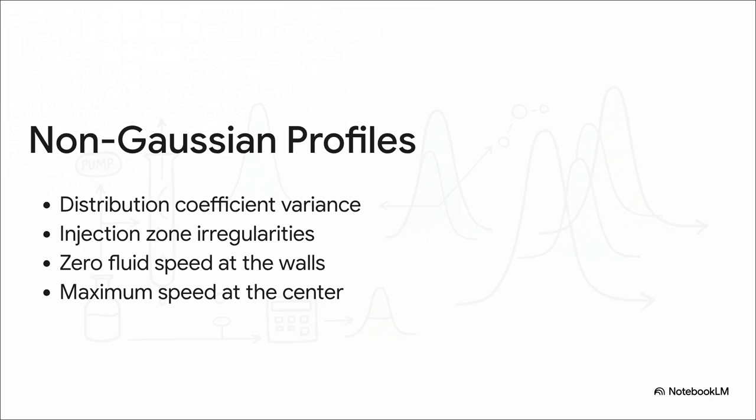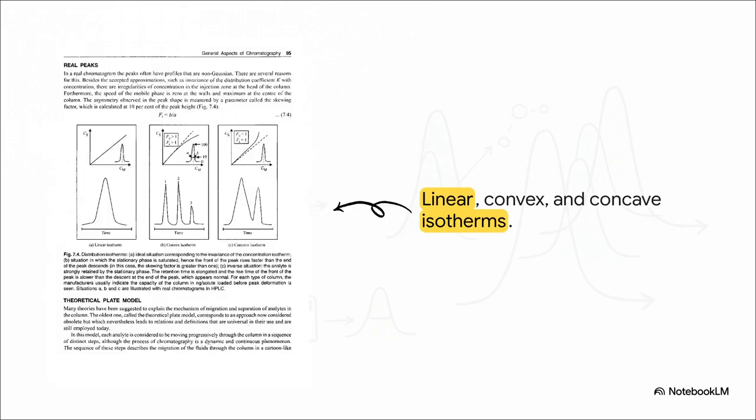The curve stretches out, and the whole shape deforms. Now, what's really interesting here is how we can visualize exactly how that distortion happens. Over on the left, we have the ideal linear isotherm. That's our perfect symmetrical peak. But in the middle, check out the convex curve. This happens when the column is overloaded and completely saturated.